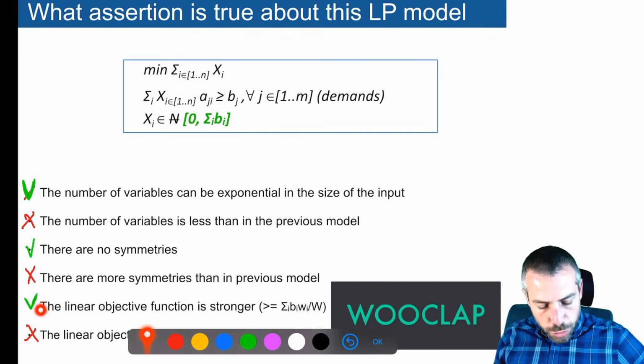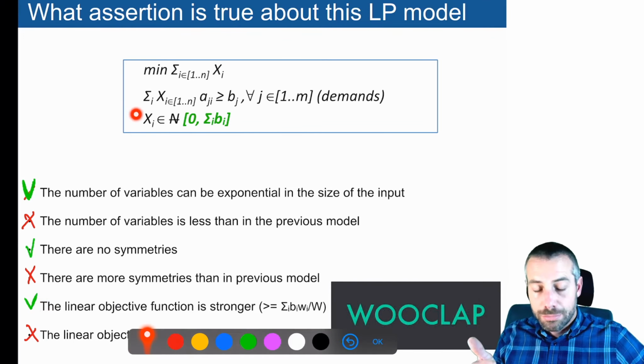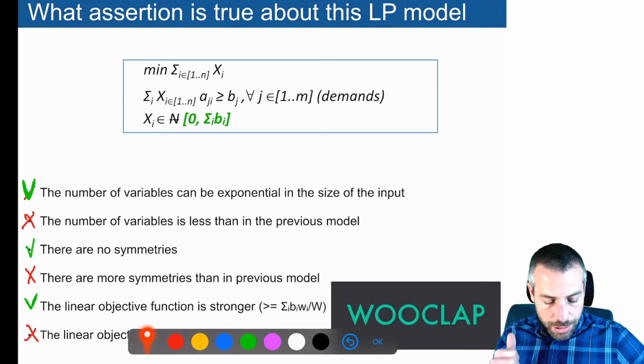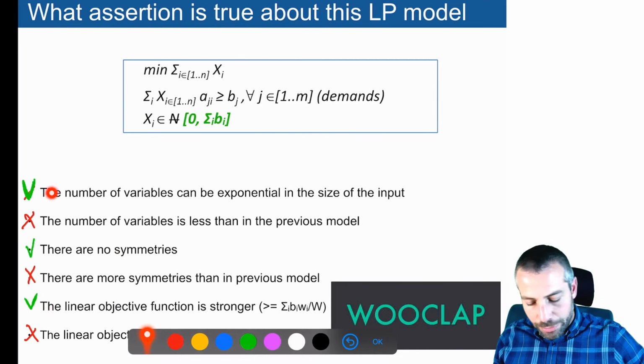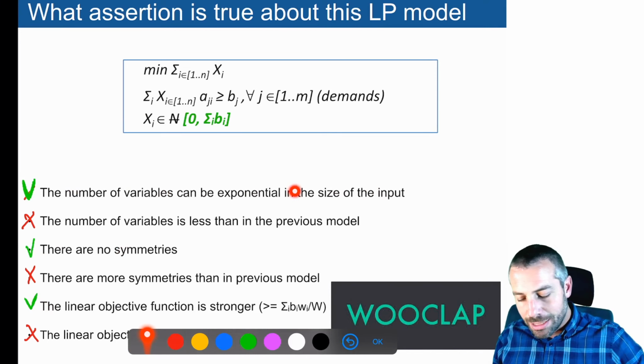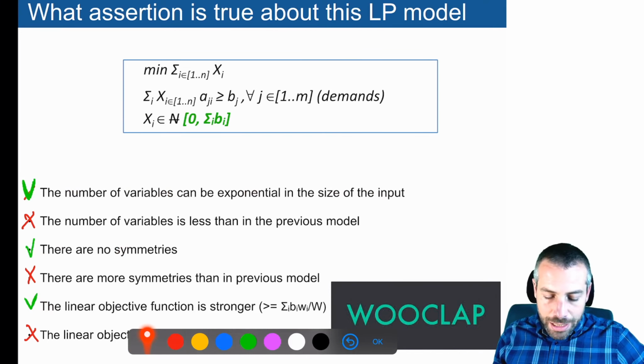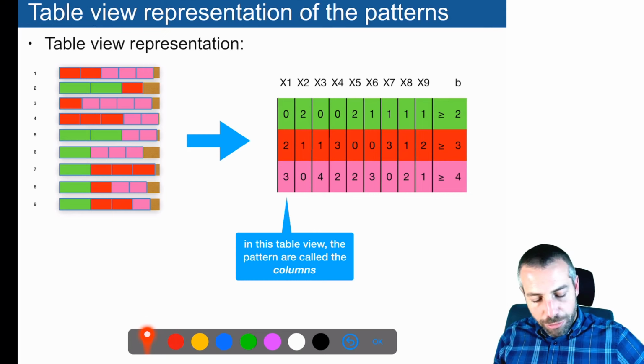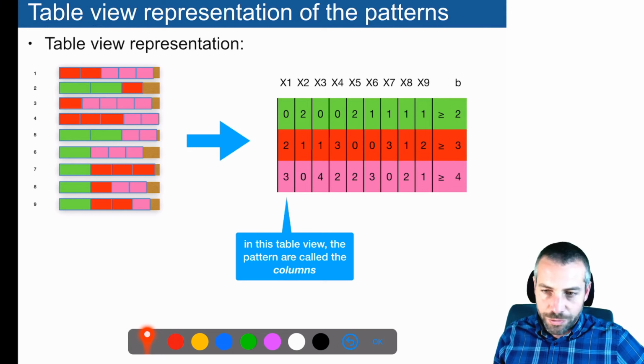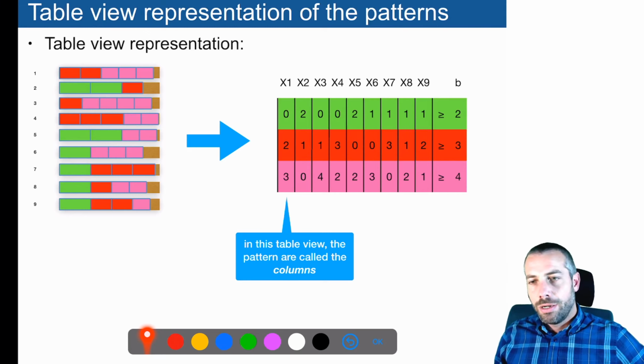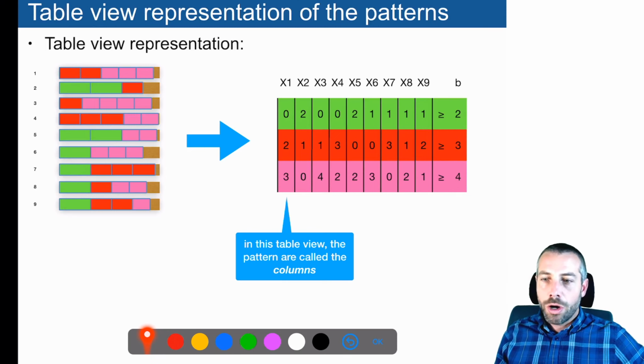So there are 2 good reasons for choosing that model. The linear program objective function is stronger, and also there are no symmetries. And there is one good reason not to like this model: the number of variables that you introduce is exponential in the size of the input. The problem comes from the number of patterns that you need to generate with that model, which is exponential in the size of the input. We will see how to fix that in the next video, and we will come with a lazy approach that will generate the patterns lazily one by one, only when we think that they could be useful for improving the best solution so far.